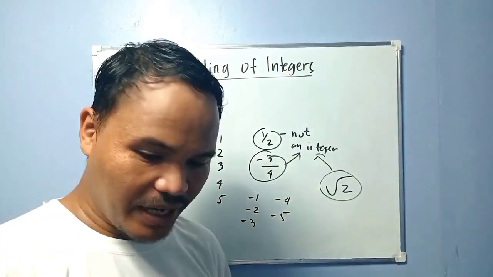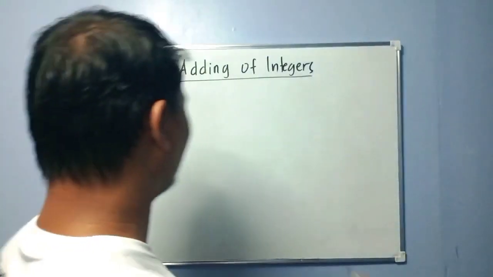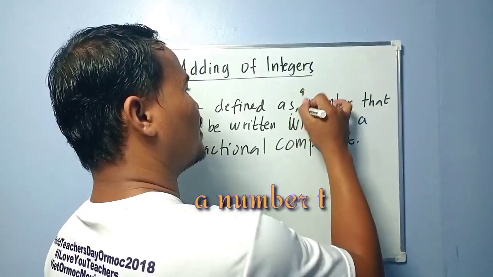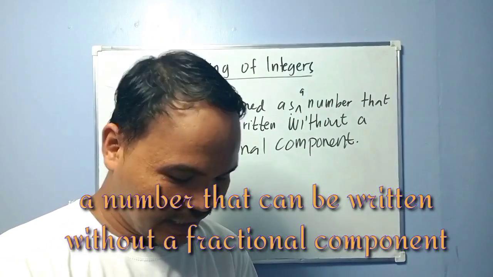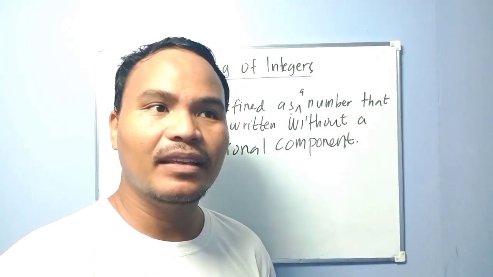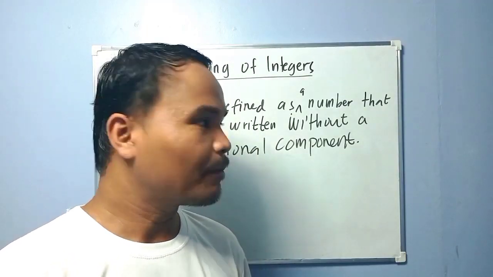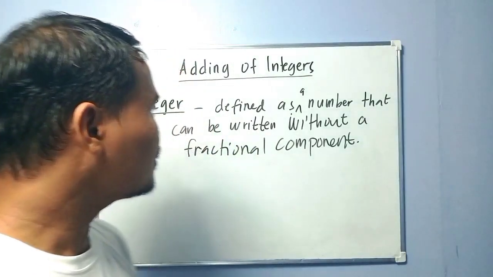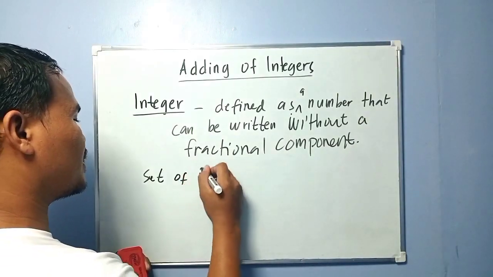So what is an integer? Based on our examples, an integer is defined as a number that can be written without a fractional component. So pag may fraction, kung fraction yung number, na may numerator at denominator, hindi po integer yun. It is a fraction.